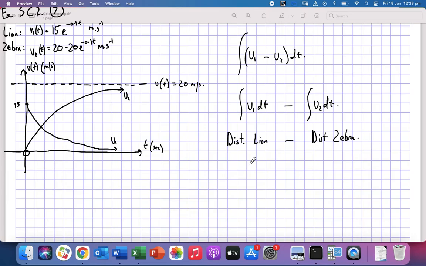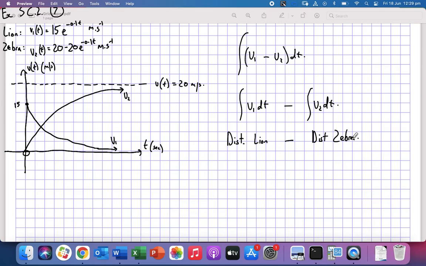So the lion's got a head start here. His area under the curve, representing the distance, will initially be bigger. He's going to be covering a fair bit of distance. The zebra's not covering, if you think about rectangles or areas under the curve, the zebra's not covering much at the start, but by the time he gets out here, he is. So we have the lion's distance minus the zebra's distance.